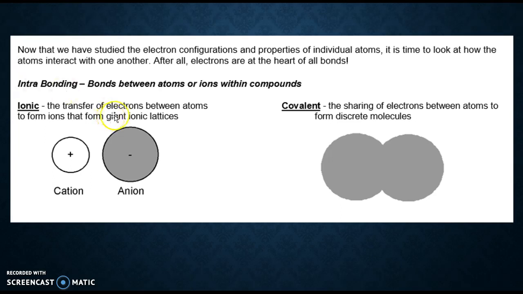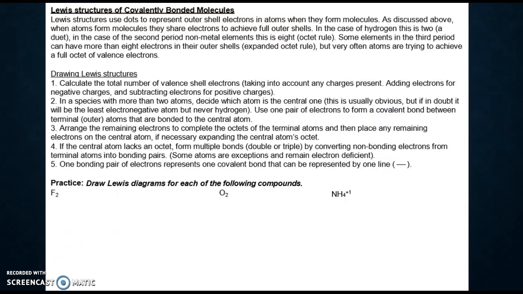Ionic is the transfer of electrons between atoms, forming ions that form giant ionic lattices. What's important is you see the cation has now lost an electron, and the anion has gained one. Covalent is the sharing of electrons between atoms. So what you're going to see is the overlap of two atoms and they're sharing a bond. As we talk about Lewis structures today, we're talking exclusively about covalent bonds. Ionic bonds do not have these Lewis structures represented.